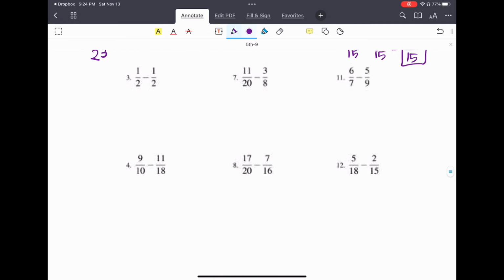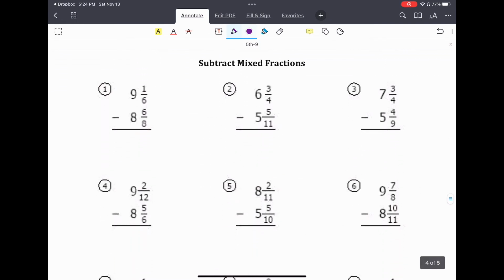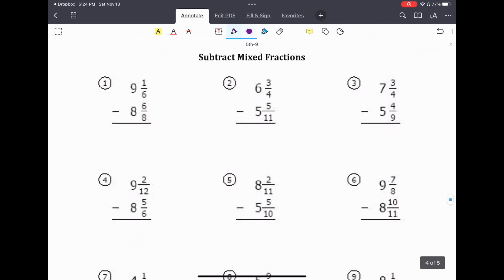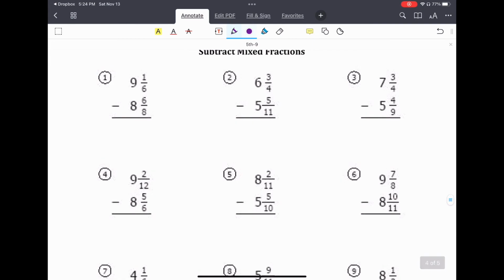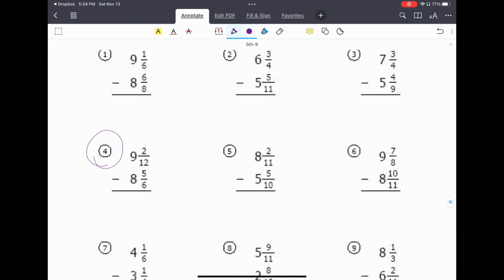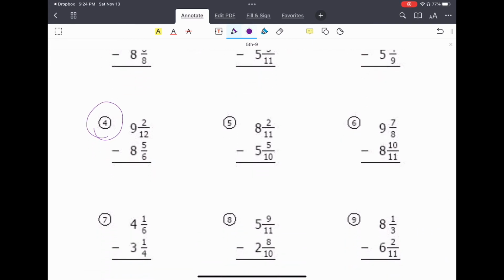Now the last section is subtracting mixed fractions. So we're going to go over number 4 together right now. So we have 9 2/12 minus 8 5/6. So the way I do this is separate the whole number and the fraction itself. So we're going to do 2/12 minus 5/6. Now this is similar to the previous section we just went over.